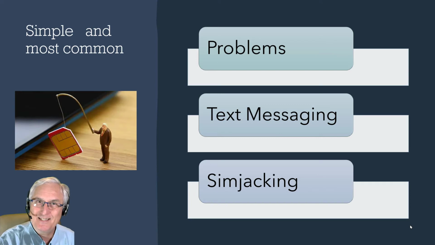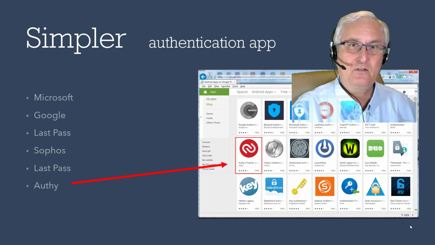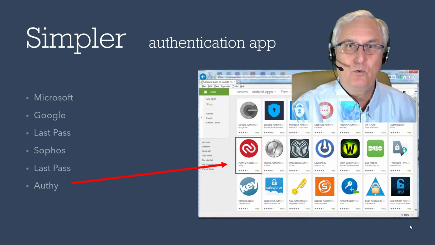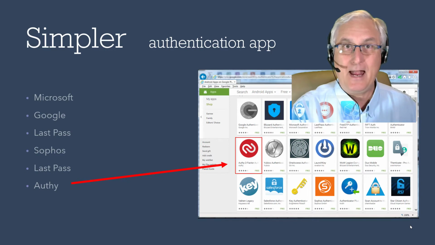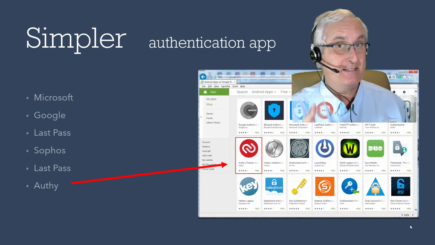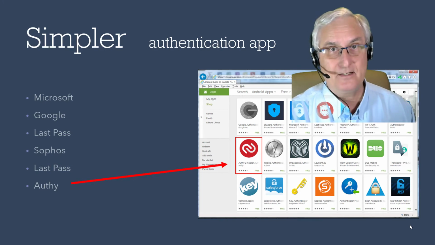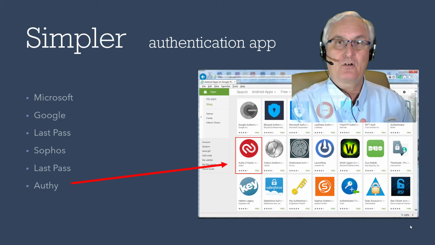But there's even a simpler method than this, one that doesn't involve text messaging. Let's look at that. This is where we are going to use what we call an authentication app. This is an app that sits on your phone and provides that 6-digit code, and you don't even have to be connected to the internet. The apps are all free.